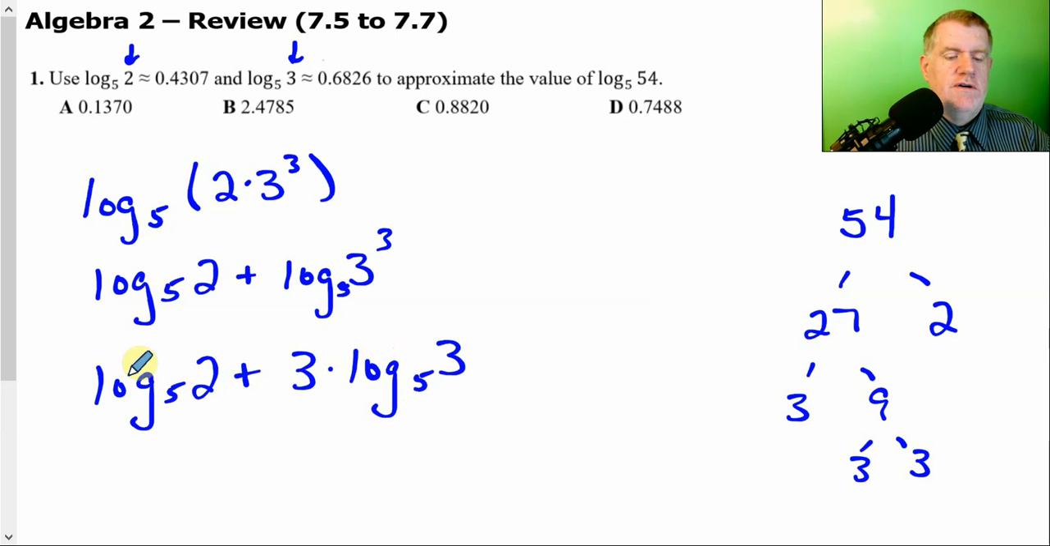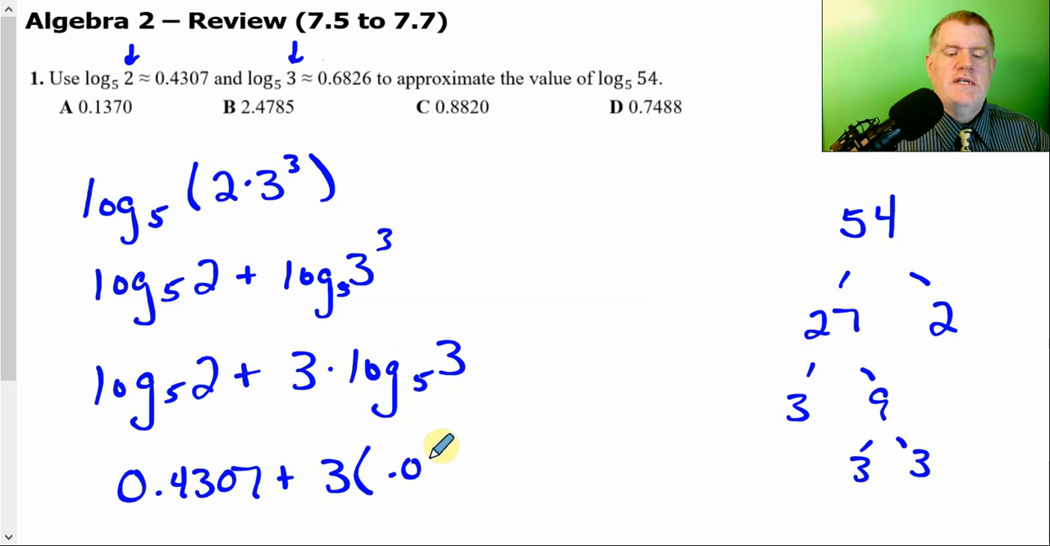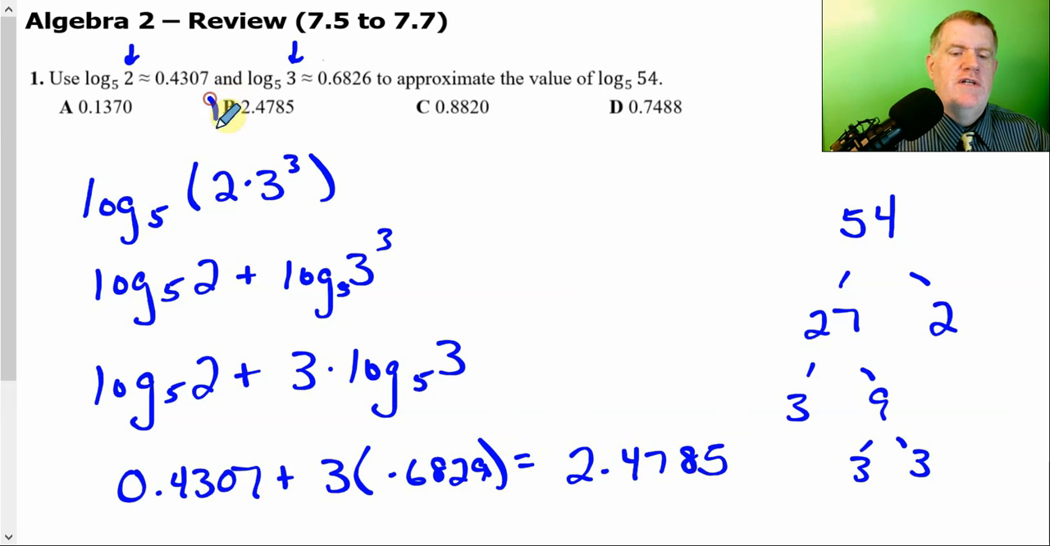So now it's just a matter of what is the log base 5 of 2? Well, according to what we were given, it's 0.4307. 3 times the log base 5 of 3, which is 0.6826. So when I put that on the calculator and solve it, I get 2.4785, which corresponds with answer B.